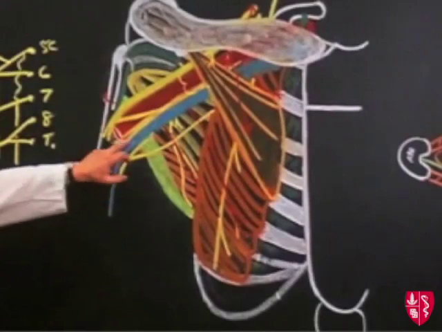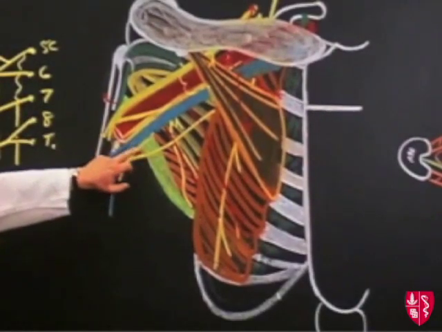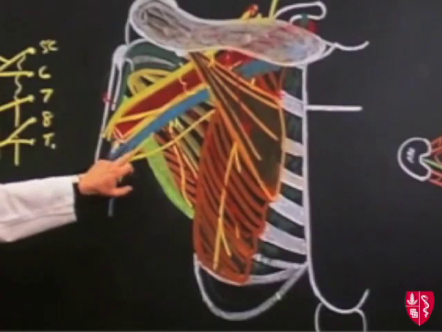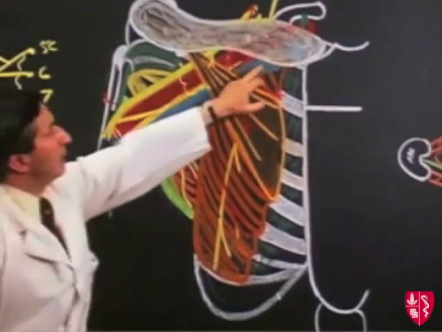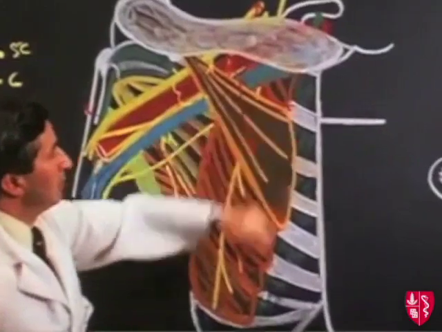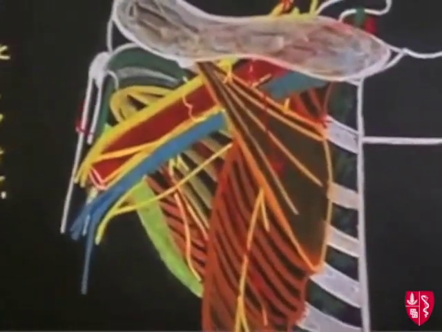So it begins down here at the lower margin of the teres major, and ends above at the outer border of the first rib.